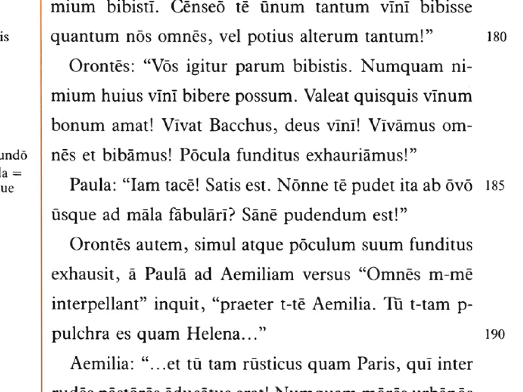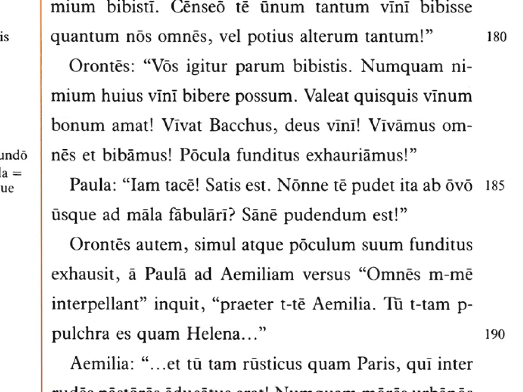And then Orontes says, Vos igitur parum bibistis. Therefore you all are drinking too little, parum. Or have drunk too little, rather, because bibistis is a perfect tense. So he's saying, well, I might be drinking a lot, but that just means you're drinking too little. Numquam nimium huius vini bibere possum. I am never able to drink too much of this wine. Valeat quisquis vinum bonum amat. May he be well whoever loves good wine.